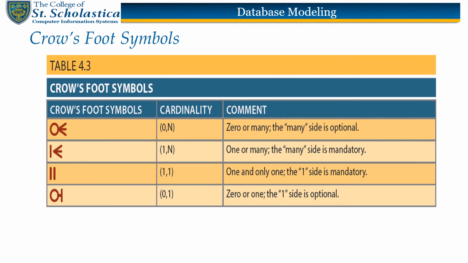When the specific cardinalities are not included on the diagram in crow's foot notation, cardinality is implied by the use of the symbols shown here in Table 4.3, which describe the connectivity and participation. Remember that the n represents no upper limit.